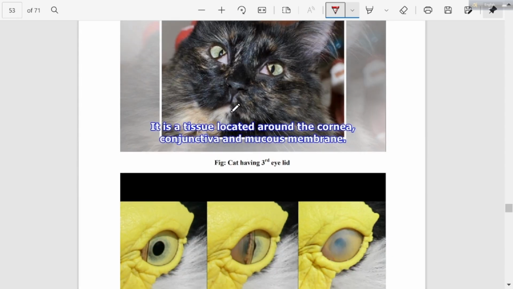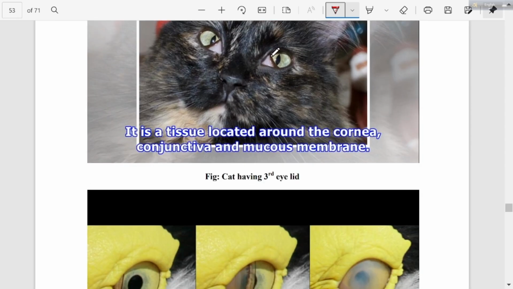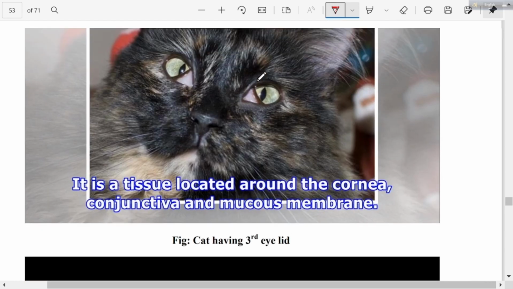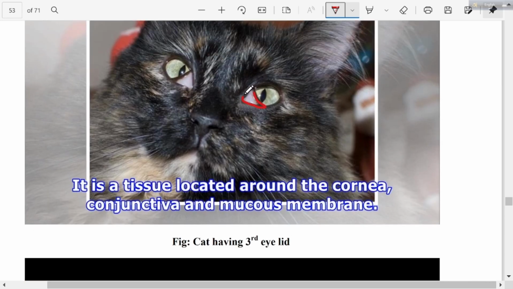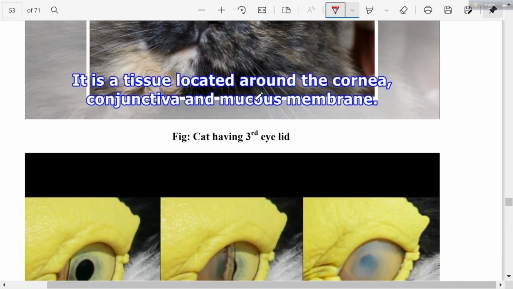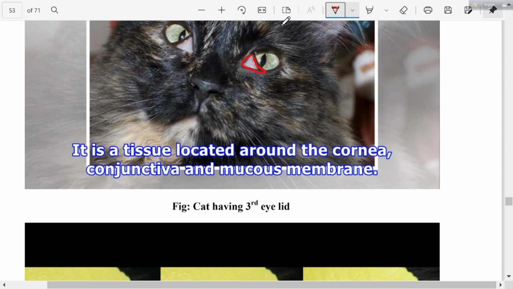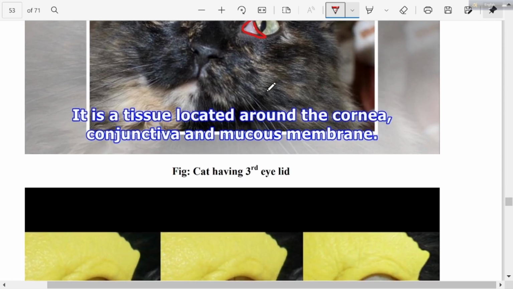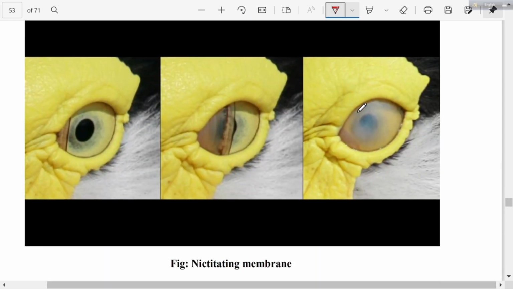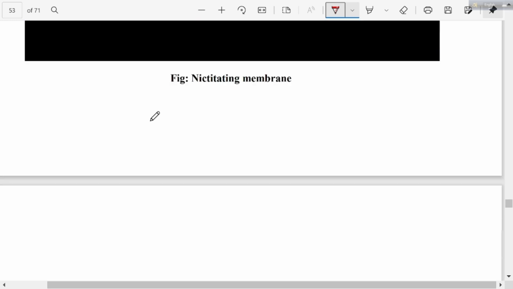Here you can see that the cat has the third eyelid. This is the third eyelid, and this is also called the nictitating membrane. It's basically a tissue located around the cornea, conjunctiva and mucous membrane. You can see that this is the nictitating membrane, or the third eyelid, which is closing, the animal is closing it. That's the third eyelid.